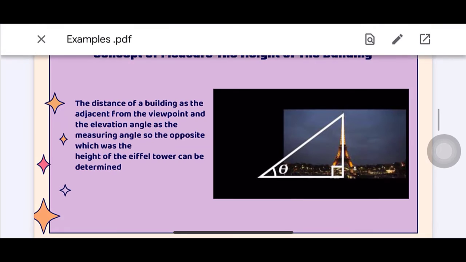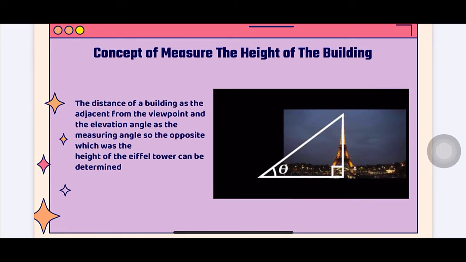So now we will proceed to the concept of measuring the height of the building. Before we continue, my name is Nuruna Demiti Sharizal. Look at the slide. As you can see, we have the Eiffel Tower and the angle here. The distance of a building is the adjacent from the viewpoint and the elevation angle is the measuring angle. So the opposite, which is the height of the Eiffel Tower, can be determined.